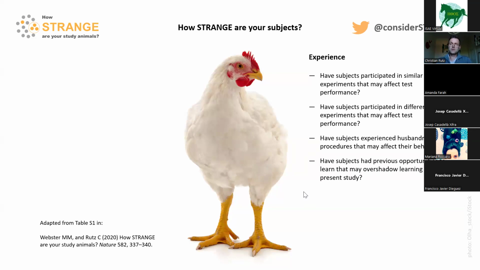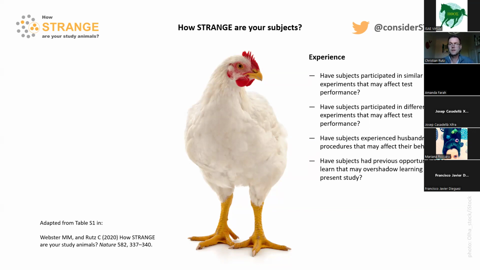And finally, E, which completes the strange acronym, this is experience. By this, we mean individual level experience rather than social experience. Have subjects participated in similar earlier experiments that may affect test performance? This is a very common problem in animal behavior research in general, where we may have captive populations where subjects are repeatedly tested. And quite often in our papers, we don't say what prior testing experience our subjects had, but it's easy to see why that matters and how there could be carryover effects from experiment to experiment.